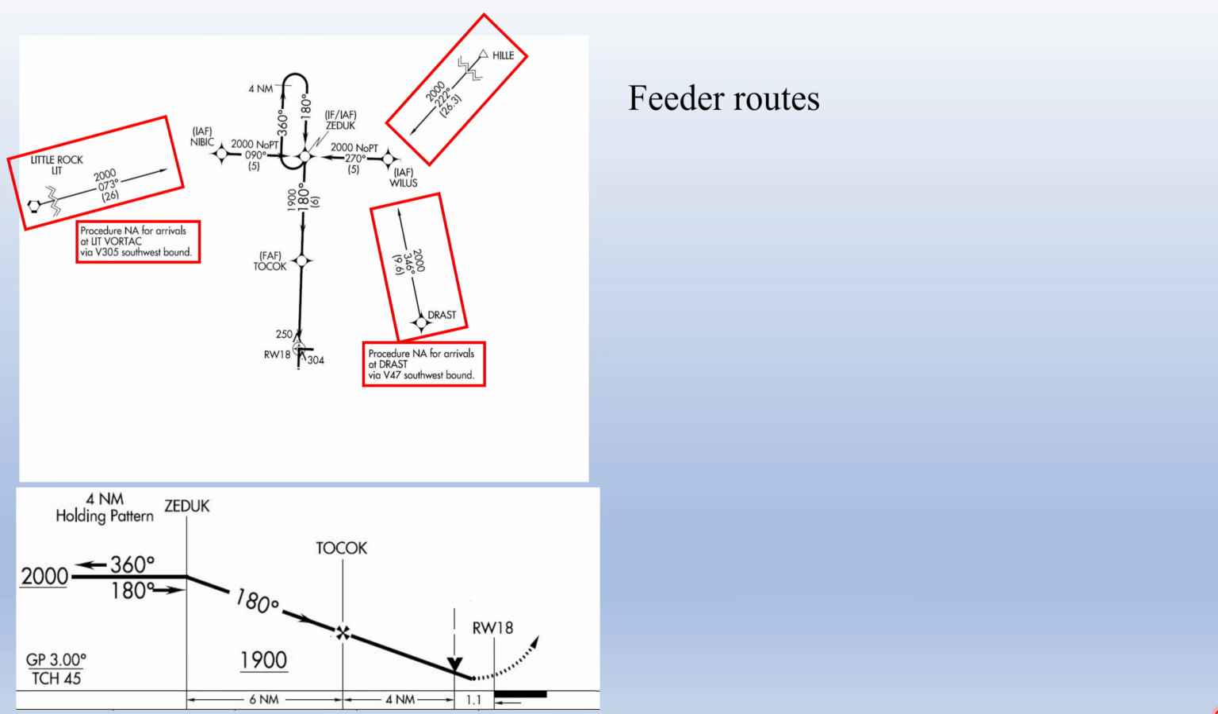They may also include notes about restrictions on using that particular feeder route. For example, if we look at the feeder route that's going from Little Rock to Nybeck intersection, Little Rock VOR or Little Rock VORTAC, it says the procedure is not authorized for arrivals at Little Rock VORTAC if they're arriving via Victor 305 southwest bound. A similar note is down here for the Drast intersection that it's not available if you're arriving Drast via Victor 47 southwest bound.